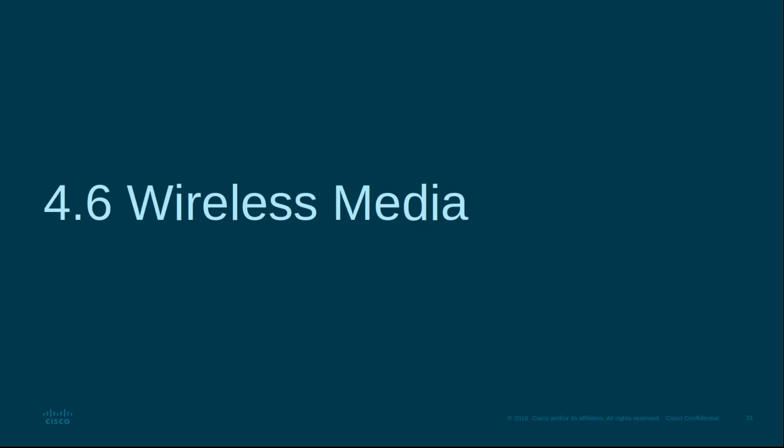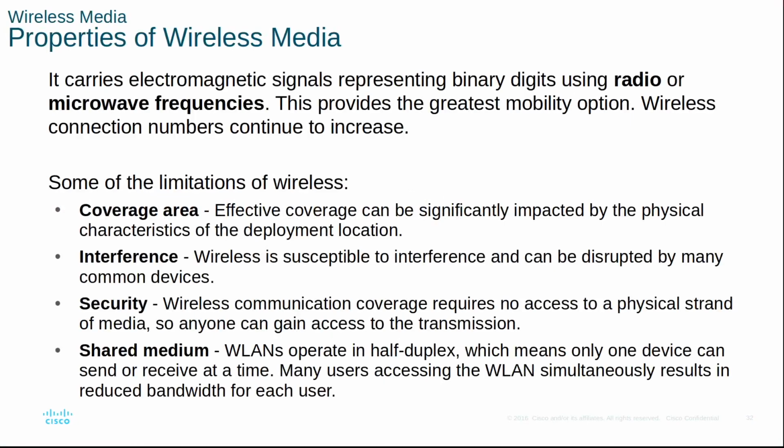We're going to talk about wireless now. Everything you do with a wired connection, we just looked at different wired connections, you can do with a wireless connection. It just works a little bit different. It uses either radio or microwave frequencies to carry electromagnetic signals that represent binary ones and zeros. It's great if you need mobility, because you can move around everywhere, right? You can imagine dragging an Ethernet cable around the office. Wouldn't be great.